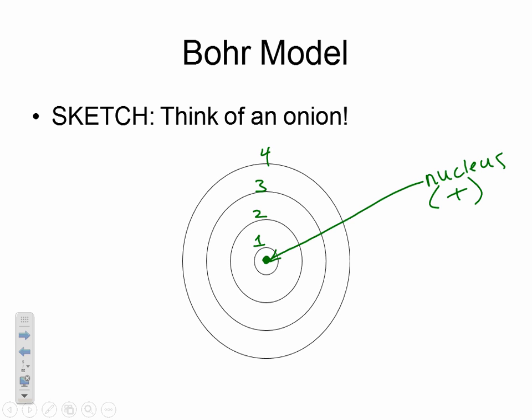And the electrons cannot exist in between shells. They have to exist at a certain shell. Shell 1 would be lowest energy, and shell 4 would be highest energy. This idea of Bohr's really pushed the model of the atom forward quite a lot. But the thing was, he was wrong about some stuff.